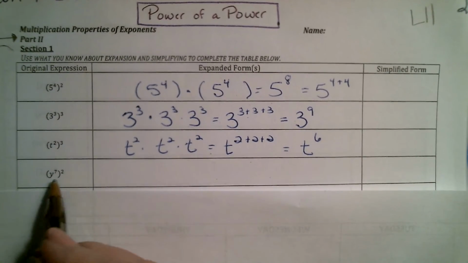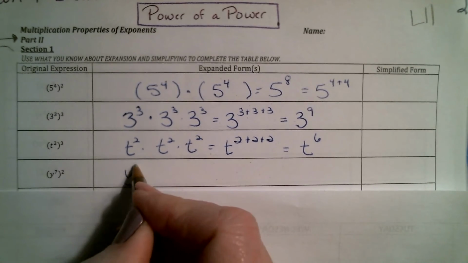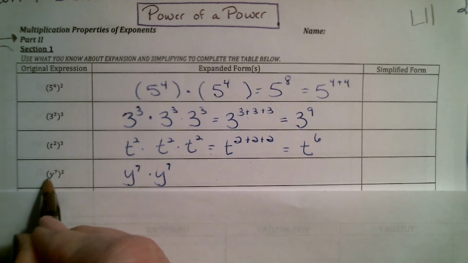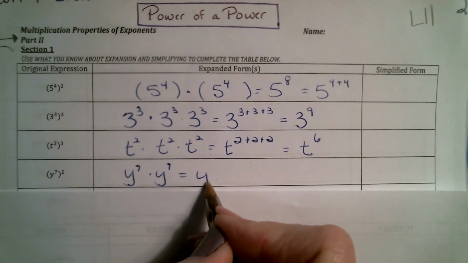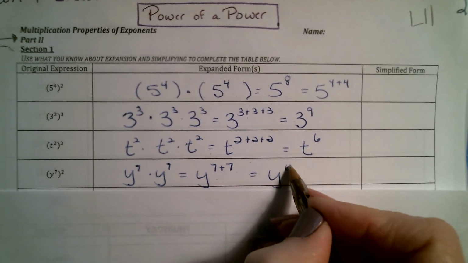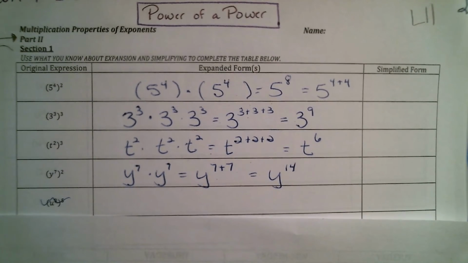One more. Y to the 7th squared. Y to the 7 times y to the 7. 2 factors of y to the 7. Y to the 7 plus 7. Y to the 14. Okay.